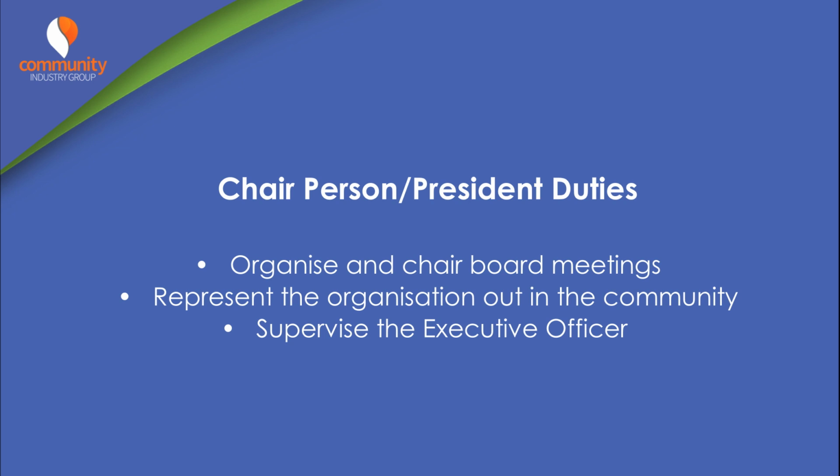Their tasks include detailed knowledge of and adherence to the rules of the association. The rules are found in the organisation's constitution. They need to coordinate and organise regular board meetings and prepare an agenda in consultation with the executive officer, ensuring sufficient information is available to board members. The chair determines that a quorum, or the minimum number of people required for a meeting to go ahead, are present. They also manage the agenda items and the order of appearance.